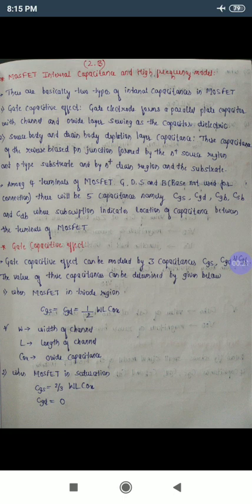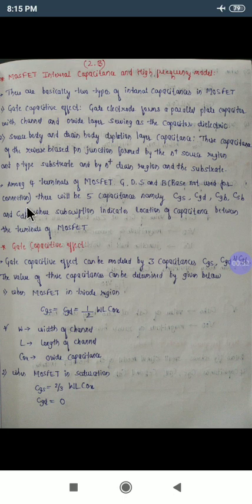Basically there are two types of internal capacitance in a MOSFET. The first type is the gate capacitive effect, which is created because the gate electrode forms a parallel plate capacitor with the channel, and the oxide layer acts as the dielectric for the capacitance. The second is the source-body and drain-body depletion layer capacitance, also called junction capacitance.